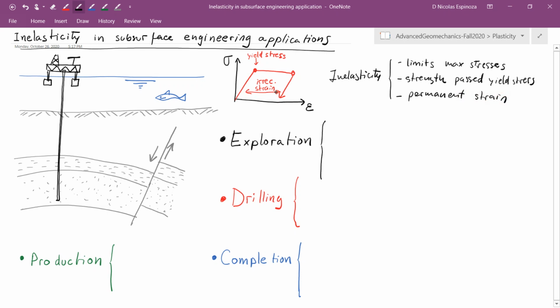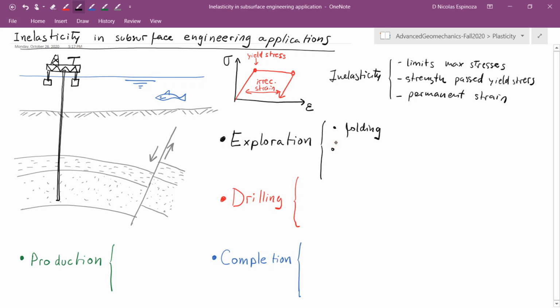Okay, let's see examples of how this type of response happens in many applications of subsurface engineering for obtaining resources from the earth. First of all, in exploration, we already have evidence of inelasticity. For example, this formation over here, which has been bent over millions of years, is deformed like that because of inelastic behavior. If you were to release the stresses that are folding this reservoir, it's not going to come back to be a flat formation. It has been permanently deformed.